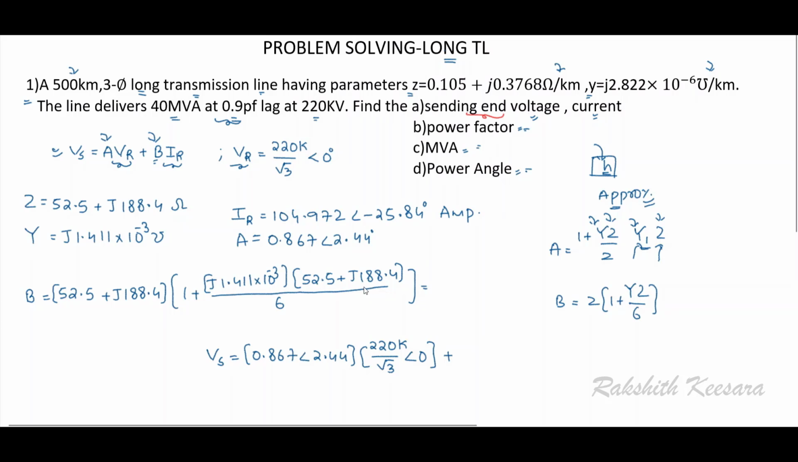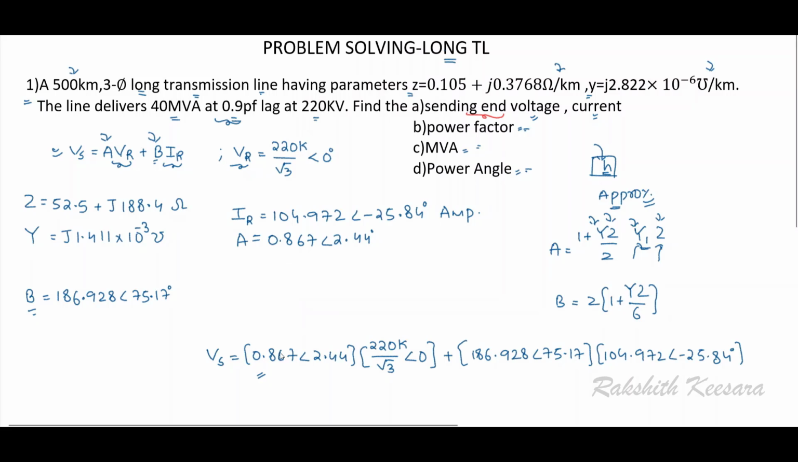And after calculation, the answer is coming out to be 186.928 at an angle 75.17 degree. And this is coming out to be 124.361 at an angle 9.05 degree. This is phase voltage. So I am multiplying with root 3 to convert into line voltage. And the answer is 215.4 at an angle 9.05 degree, right?